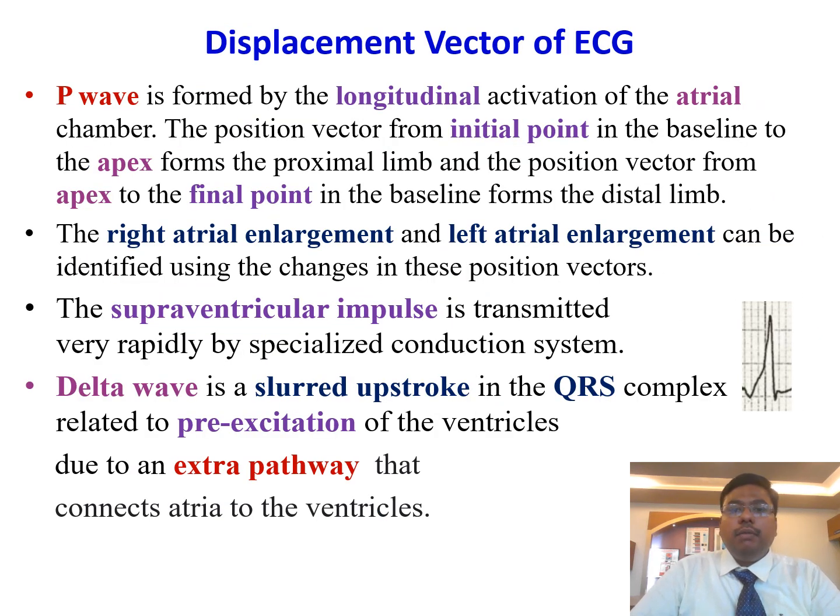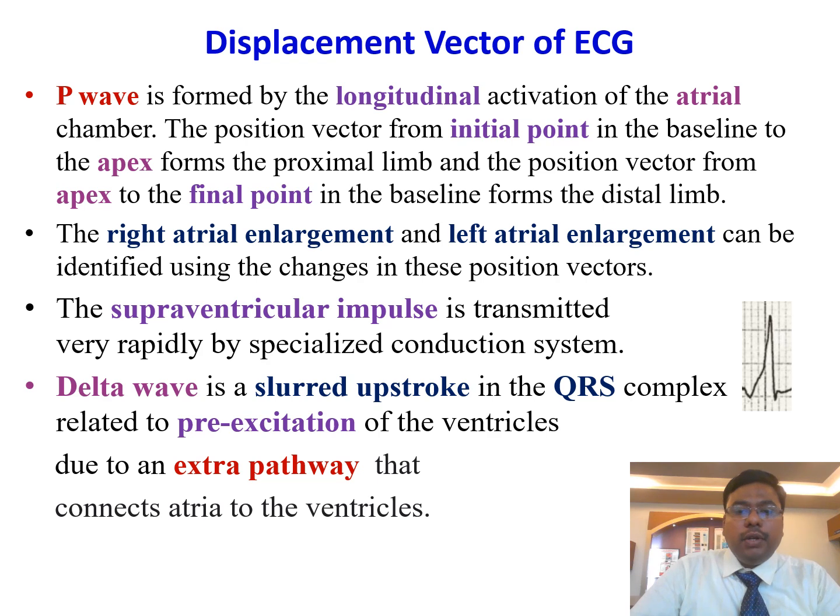P wave is formed by the longitudinal activation of the atrial chamber. The position vector from its initial point in the baseline to the apex forms the proximal limb, and the position vector from the apex to the final point in the baseline forms the distal limb. The right atrial enlargement and left atrial enlargement can be identified using the changes in these position vectors.